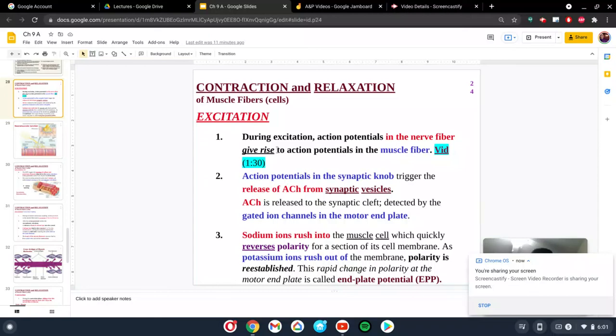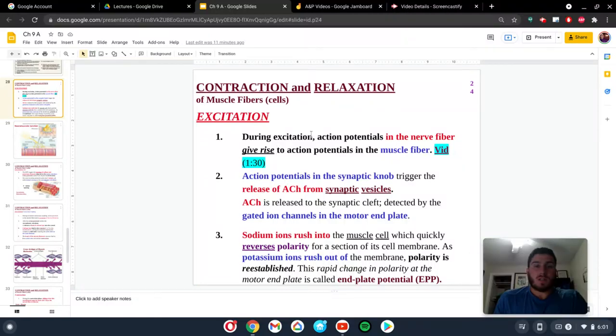Hey everybody. So this video is going to be discussing contraction and relaxation of the muscle fibers, while also including all of the action potentials and the roles that the nervous system is going to play in the contraction and relaxation of the muscles. So keep in mind everything we talked about in the previous videos. This will be kind of a sum up of all of those things, and let's jump right into it.